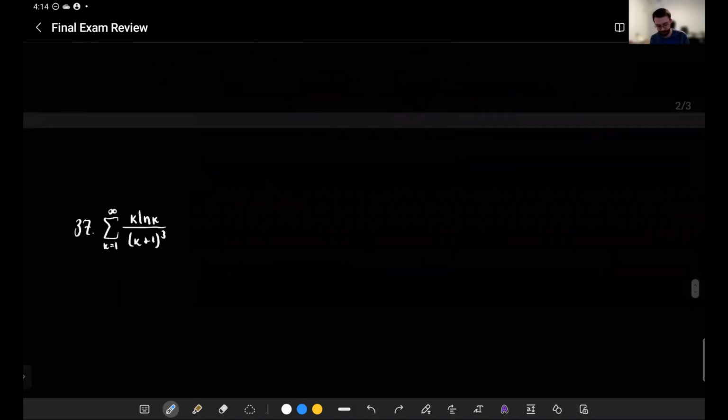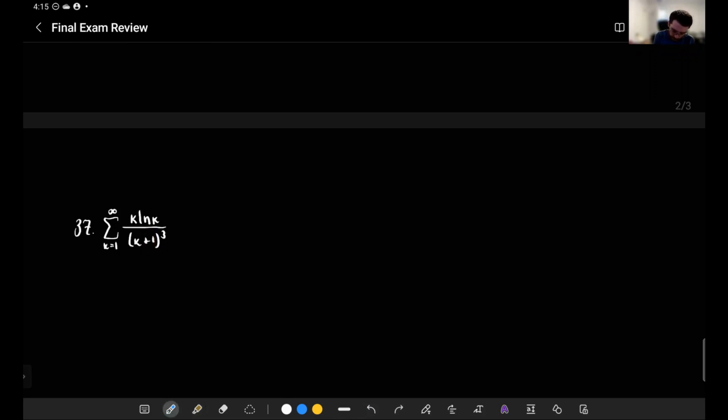37. 37's rough. What I want to say is you can probably get away with some comparisons because it looks complicated. And whenever you see a complicated series, you should try to compare to a simpler one. In particular, this plus 1 is annoying for sure. That makes the denominator bigger than if it were just k cubed, right? Which makes the whole fraction smaller.